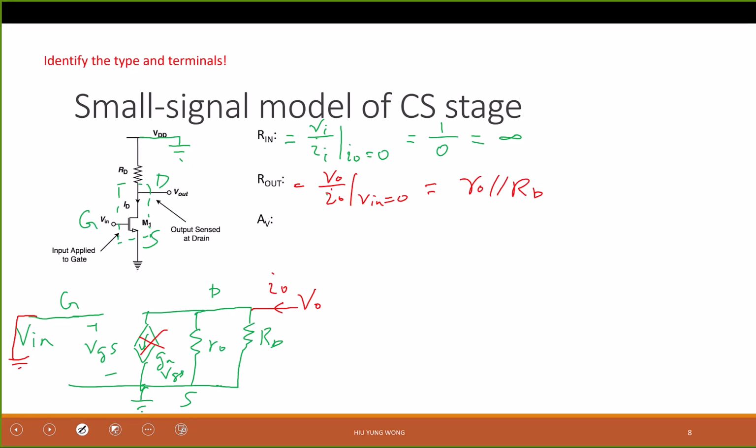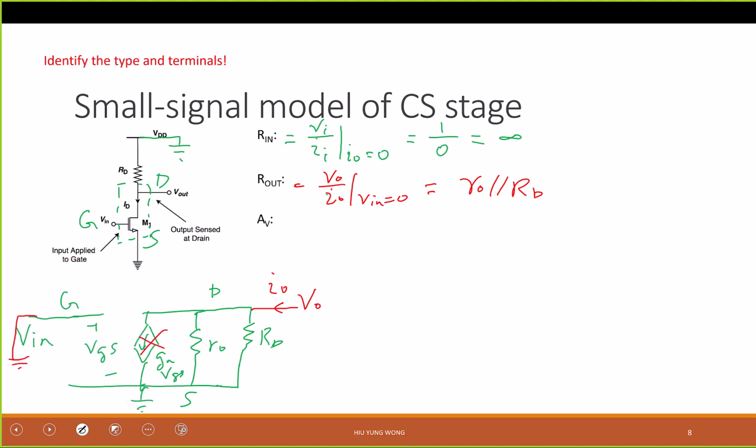There are 2 paths in front of me. Left is RO, right is RD. The total resistance is RO parallel RD. If you don't like that, use Ohm's law, KCL, KVL, whatever. You should get the same thing. So that is the output impedance of the common source amplifier, right? Now, how about the gain?